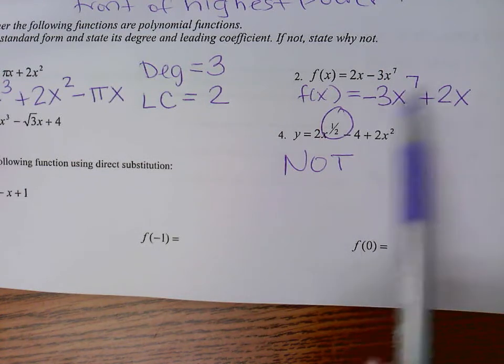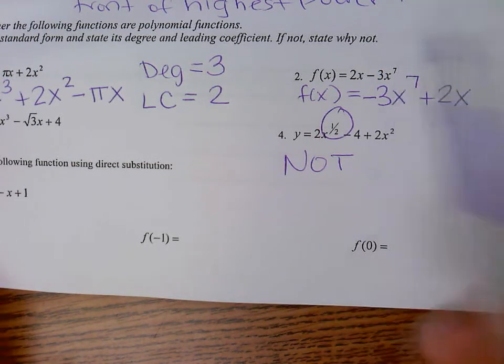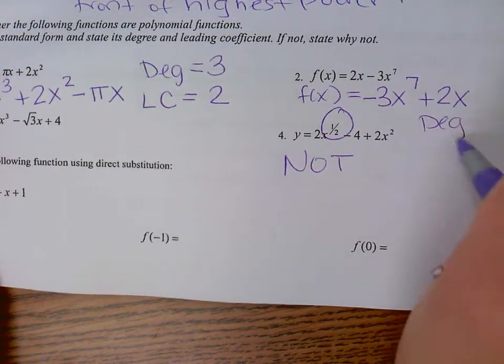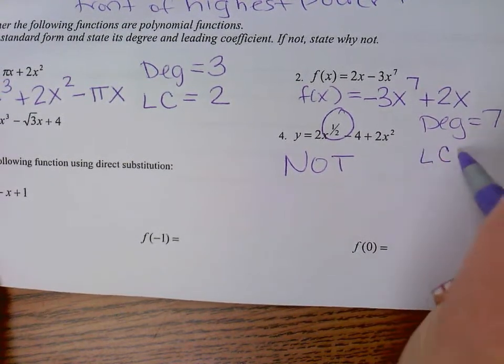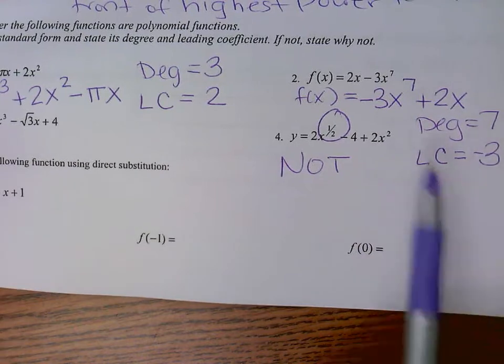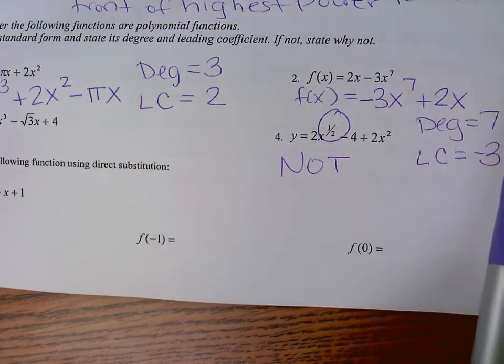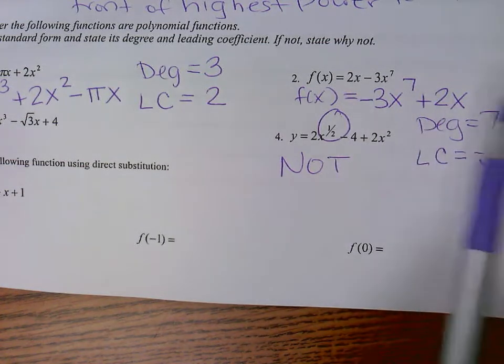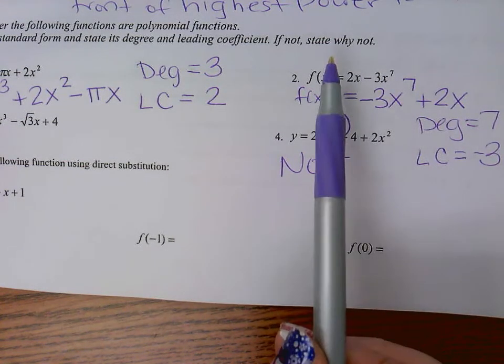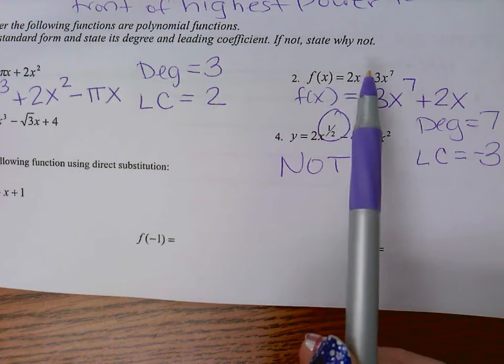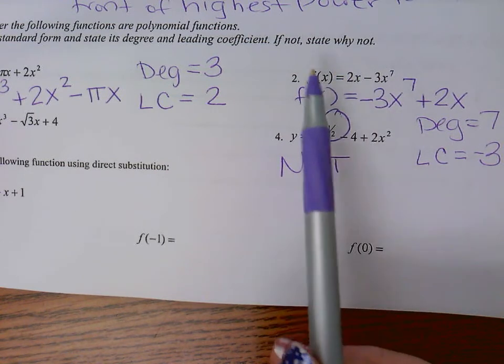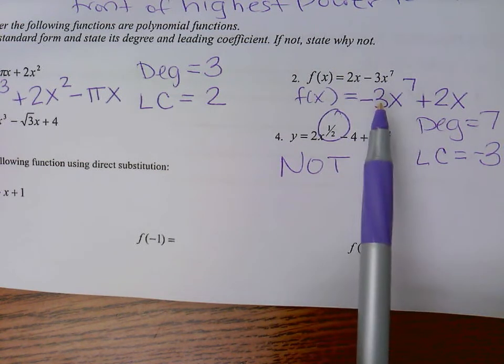So the degree of this function is 7, right? Degree is 7. Leading coefficient is negative 3 because it's what comes in front of it. It's leading the whole equation when it's in standard form. See how it's leading? In number 2, the original format, it wasn't leading the function, right? I had to put it in standard form for it to be at the lead.